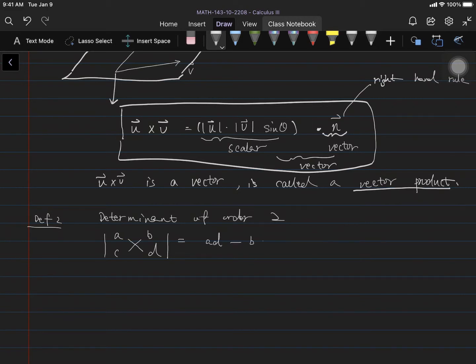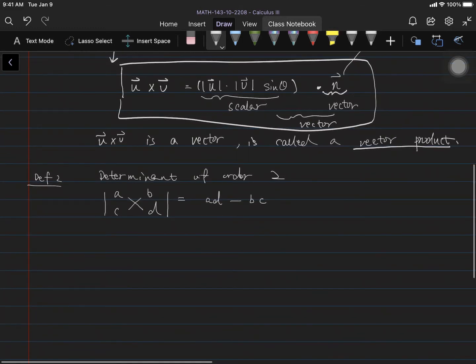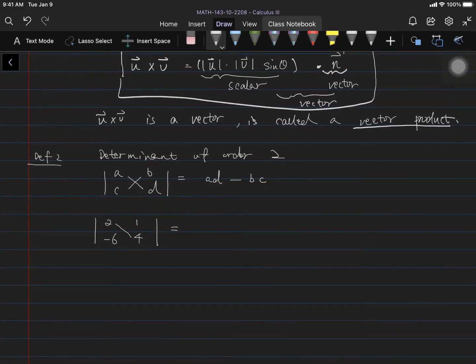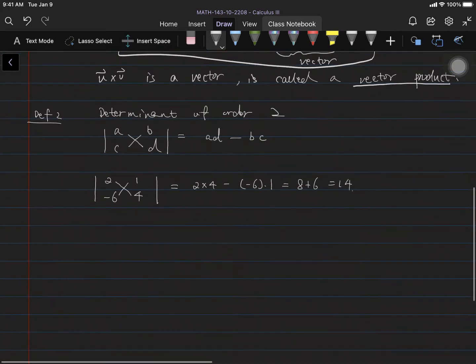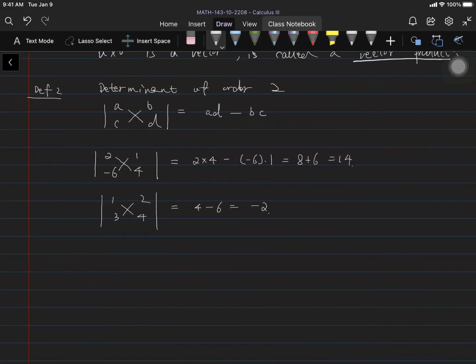So ad minus bc. For example, if we have a matrix 2, 1, negative 6, 4, what is its determinant? It's going to be 2 times 4 minus negative 6 times 1. So it should be 8 plus 6, which is 14. Okay, and you can try this one: 1, 2, 3, 4, just as an example. It should be 1 times 4, which is 4, minus 6, which is negative 2. This is called the determinant of order 2.